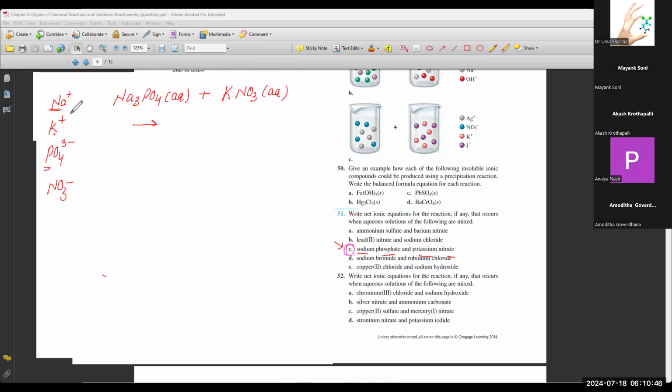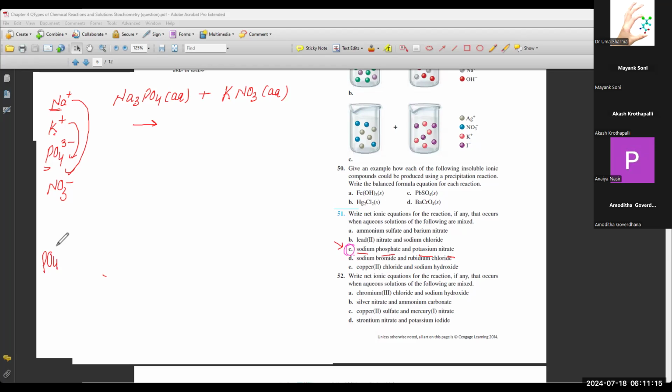Do the double displacement. Sodium is going to nitrate, potassium to phosphate. Write the products. Mayank, why are you making charged particles? Why are you making NaPO4 2 minus? There is no NaPO4 2 minus. It cannot exist. You have to neutralize the charges. Mayank, you are making errors in writing formulas.